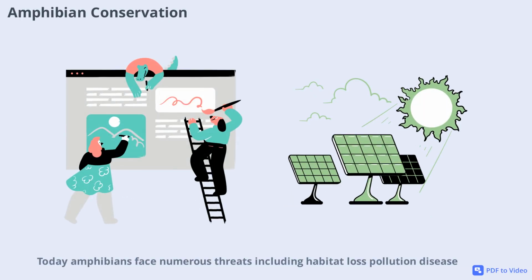Today, amphibians face numerous threats including habitat loss, pollution, disease, and climate change. Their sensitivity to environmental changes makes them particularly vulnerable. Conservation efforts are crucial to protect these ancient survivors and the ecosystems they inhabit.